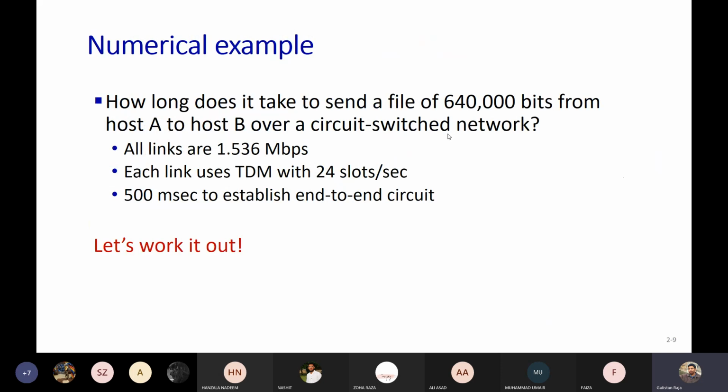Now there is a numerical example. How long does it take to send 640,000 bits from host A to host B over a circuit switched network? All links are 1.536 Mbps, and each link is using TDM with 24 slots per second. And we have 500 milliseconds to establish the end-to-end circuit.